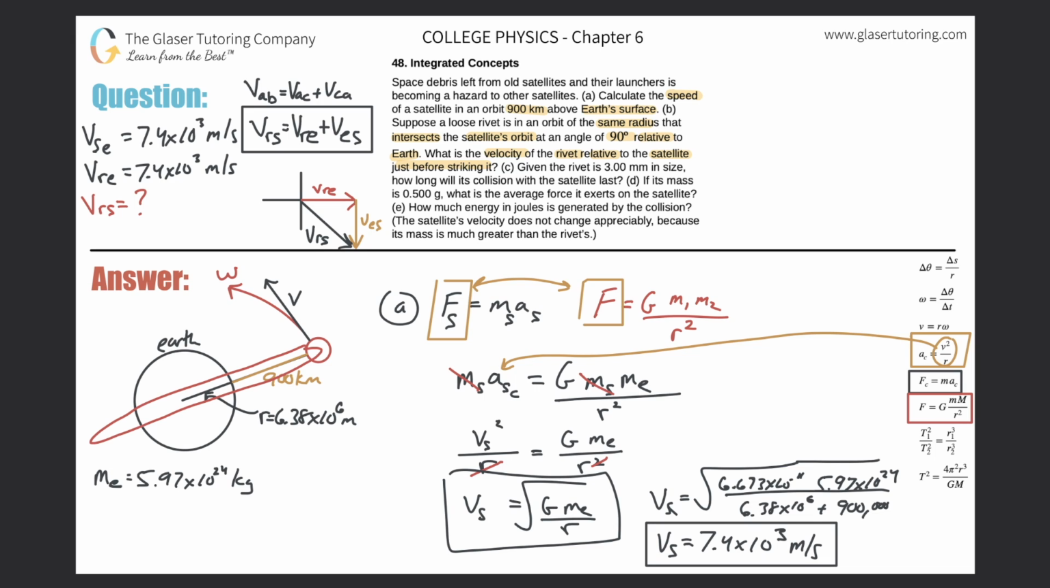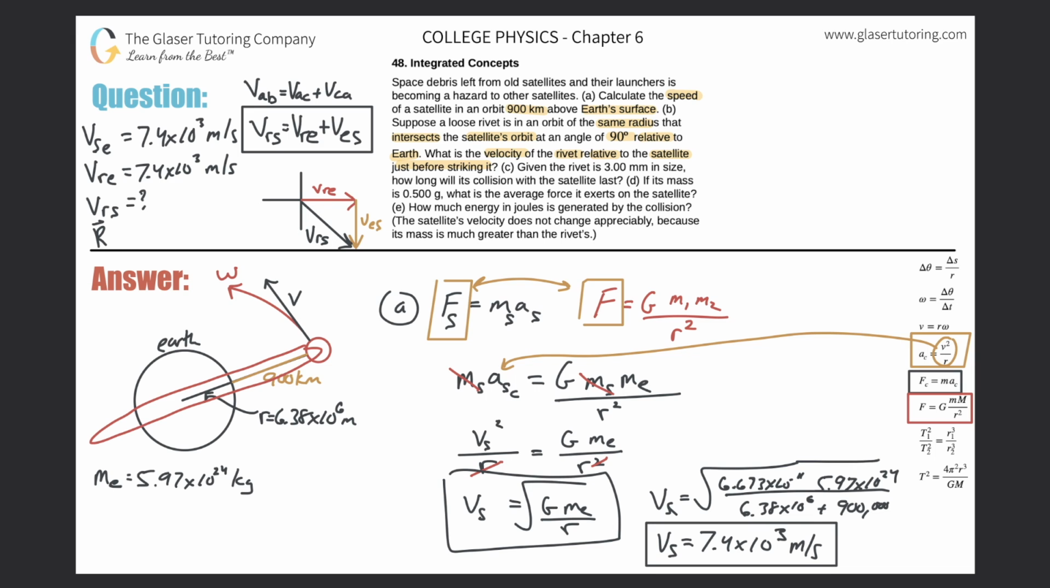Straightforward, nice and easy. Okay, so I used red here and this is red. They're not the same thing. So let me erase it. I don't want to confuse you guys because it's confusing me. So this is the velocity of the rivet relative to the satellite. That's the question. So again, just calculate the resultant here.